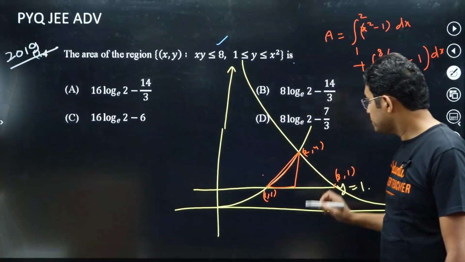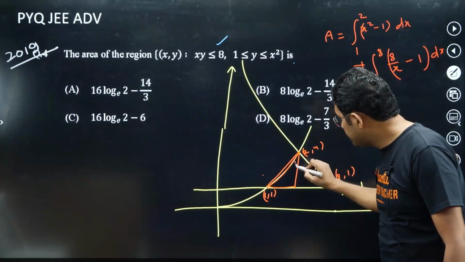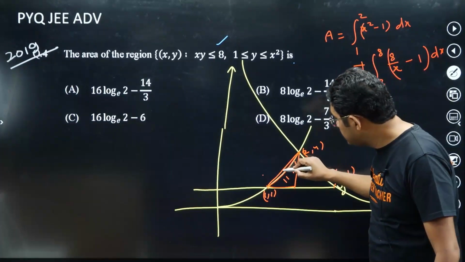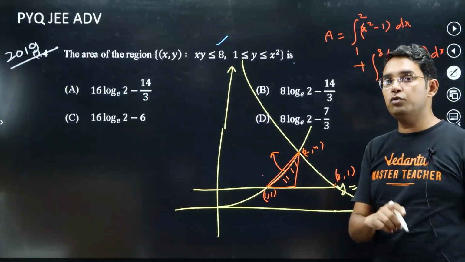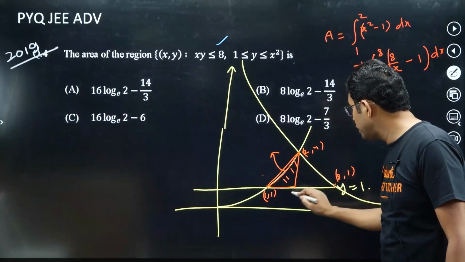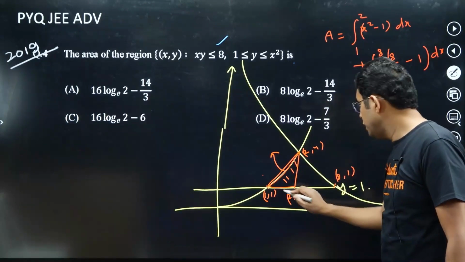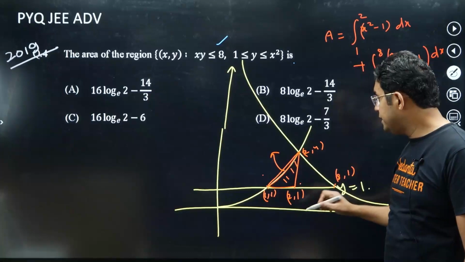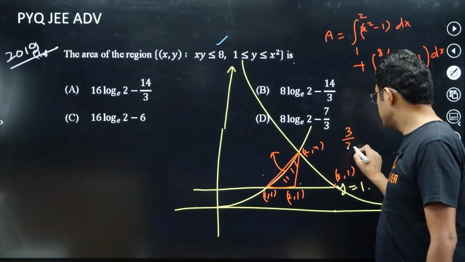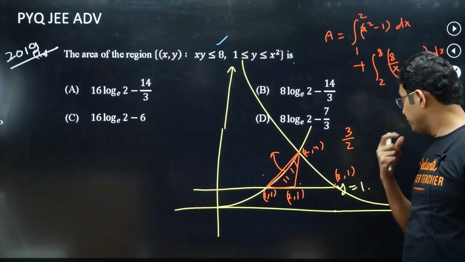How? Please see. If we have to look for this area, it can be the area of this triangle minus this area of the parabola that can be found using Tod's theorem. Area of this complete triangle, because this is 2, 4, this will be 2, 1. So base is 1, height is 3. So area of triangle would be 1 into 3 by 2.